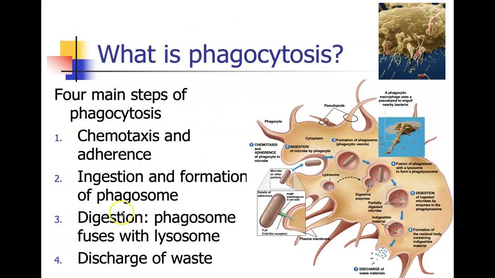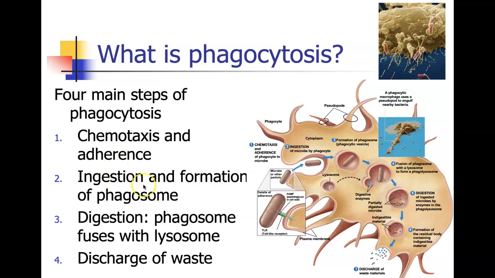And there's 4 main steps in phagocytosis. So the first is chemotaxis and adherence. Chemotaxis is going to be moving towards the foreign particle due to chemicals. So they sense chemicals on foreign substances and then go grab onto them, adhere to them.